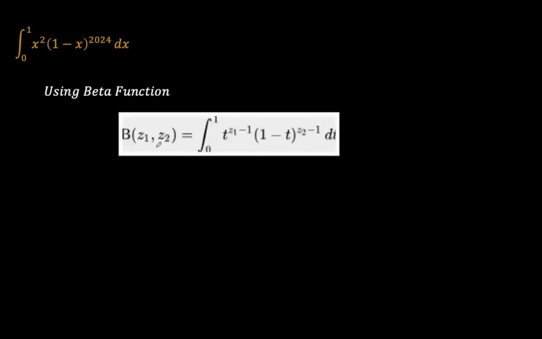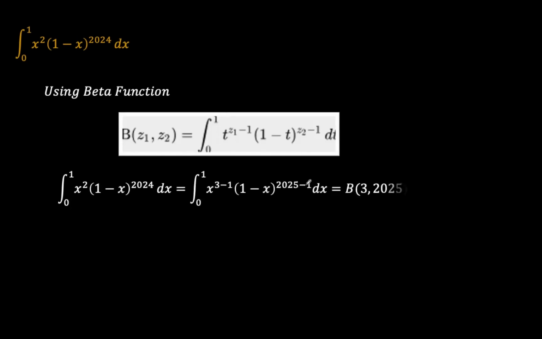And picking from Wikipedia, the beta function of z1 and z2 is the integral from t equals 0 to t equals 1 of t to the power z1 minus 1 times 1 minus t to the power z2 minus 1. And so expressing our problem in this format, that means that our z1 is 3, because 2 is 3 minus 1, and z2 is 2025, because 2024 is 2025 minus 1. So this problem here can be expressed as a beta function of 3 and 2025.